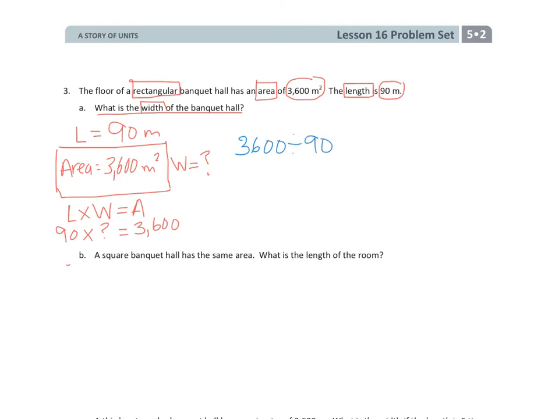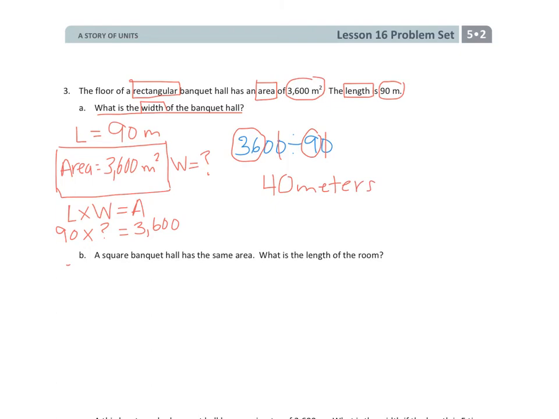So very similar to what we did on the previous page. Where is that basic math fact? I'll tell you that 36 divided by 9 is a basic math fact. That will give you 4. And now you're going to eliminate 1 zero in 90, and eliminate 1 zero in 3,600. And you will get the answer of 40. So the width is going to be 40 meters.